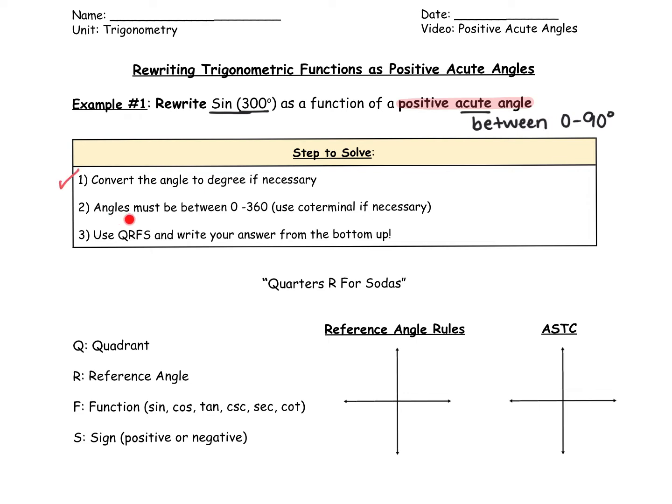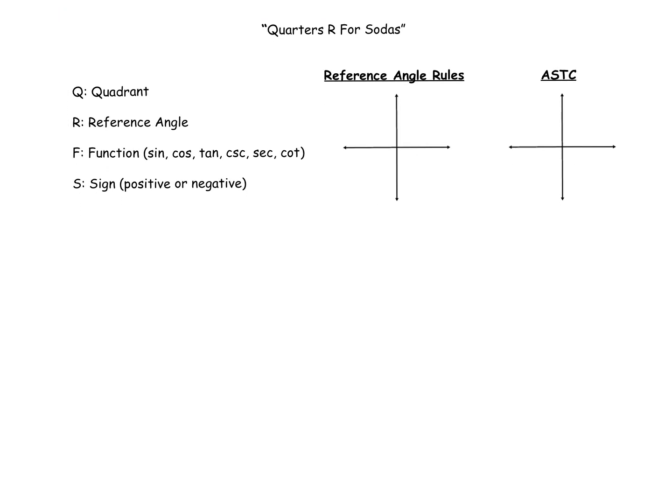Step 2, angles must be between 0 and 360. So 300 is definitely in between there, so we don't need to use coterminal or anything like that for this one. So step 2, done. And then step 3 says use quarters or for sodas, QRFS, and write your answer from the bottom up. So this technique, quarters or for sodas, will help us rewrite this function. So I'm just going to rewrite it down here. We're trying to rewrite sine of 300. So we're going to write Q, R, F, S.